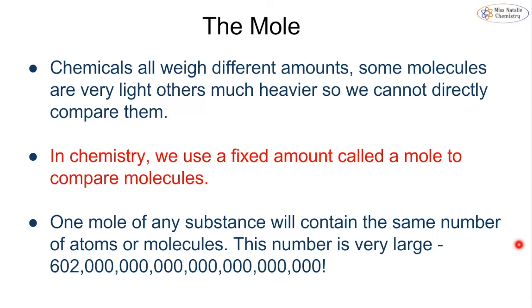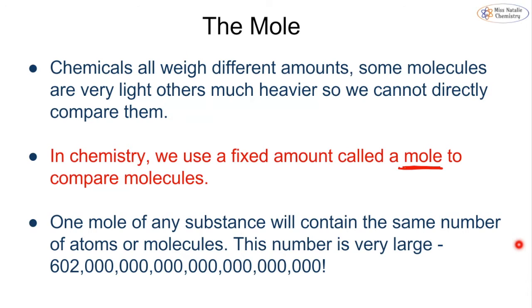So when we're comparing different chemicals, we can't just simply compare gold to silver or to carbon or to oxygen, because all chemicals are going to weigh different amounts. Some are very light and some are much heavier. We always want to look at the number of particles. If I take 12 grams of carbon, that's not going to have the same number of molecules as 12 grams of oxygen. So what we do is we use this fixed amount called the mole.